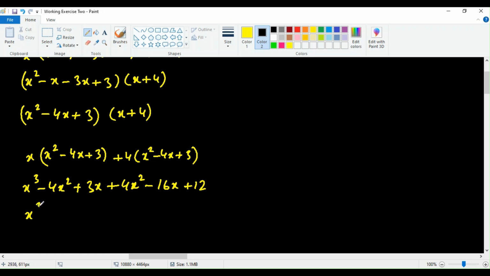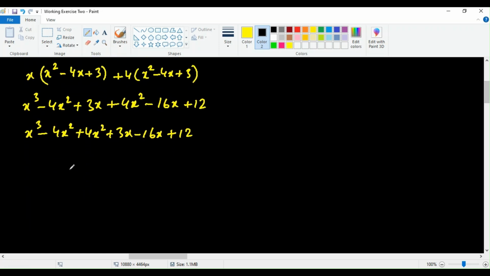bringing the like terms together: minus 4x squared and plus 4x squared, and plus 3x minus 16x and plus 12. So as a final answer for this question, with further simplification, these two are going to be cancelled. So x cubed minus 13x plus 12 is going to be the final answer for this question.